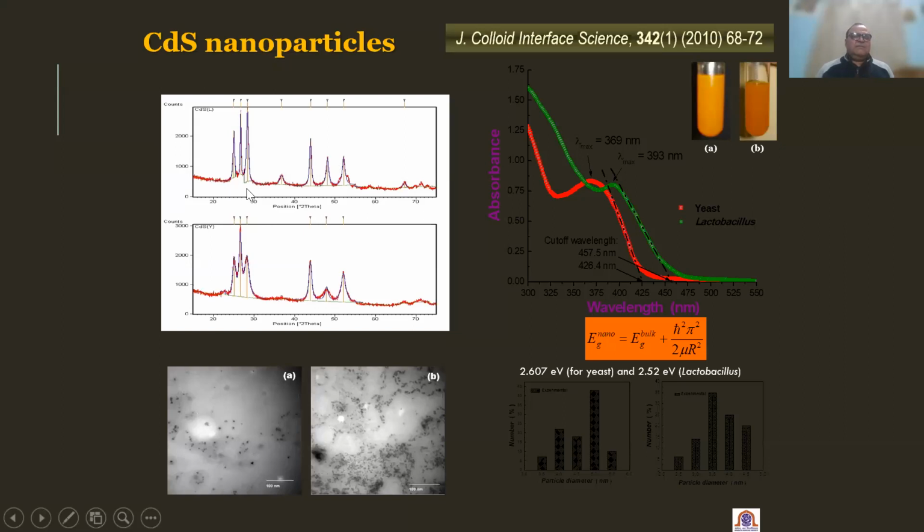XRD is the mirror of synthesis. If the XRD signals are getting broadened at the baseline, that indicates that it is nanomaterial, nano transformation has taken place. So bandwidth has also appreciably enhanced here. So we got it published in 2010.